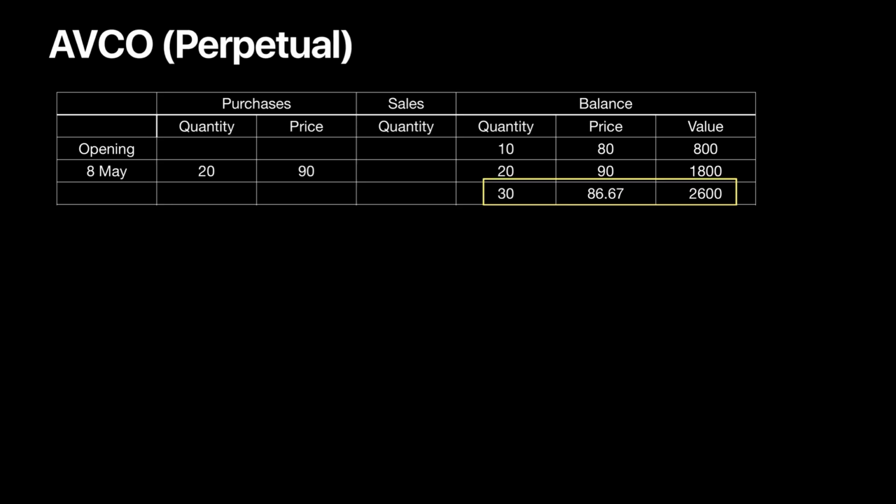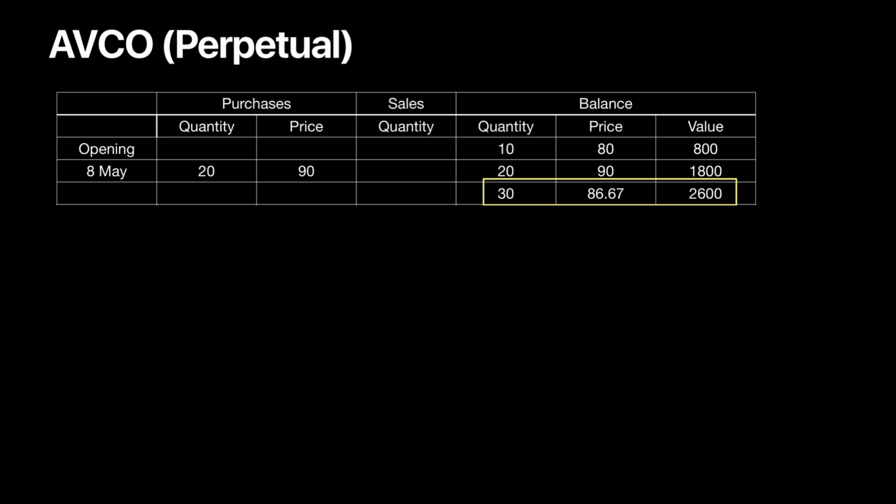Okay, now let's draw the same table again for AVCO. We have purchases, sales, and the balance, but remember under AVCO, we need to find an average price. So our treatment will be this. We'll first write our opening inventory. We'll write our purchases. Now, they both cannot be considered as separate units, so we will have to find the average price.